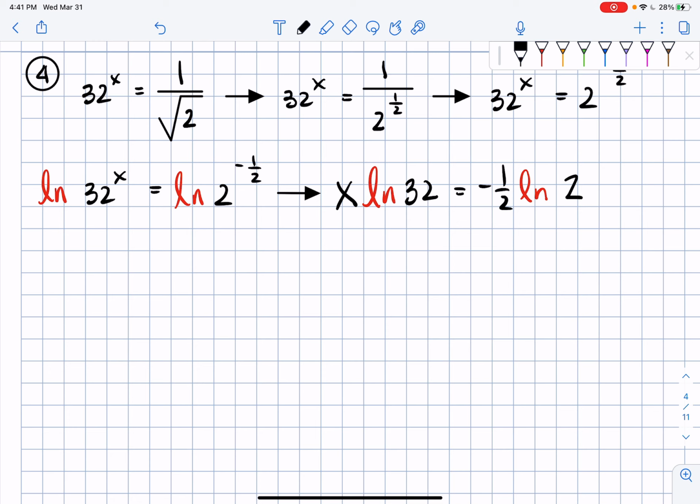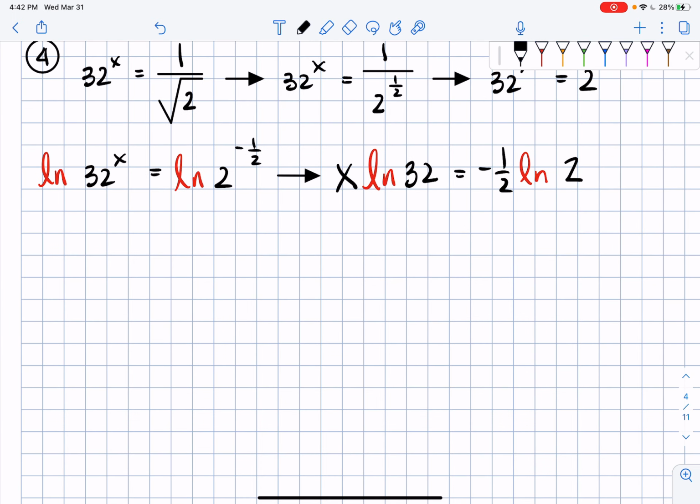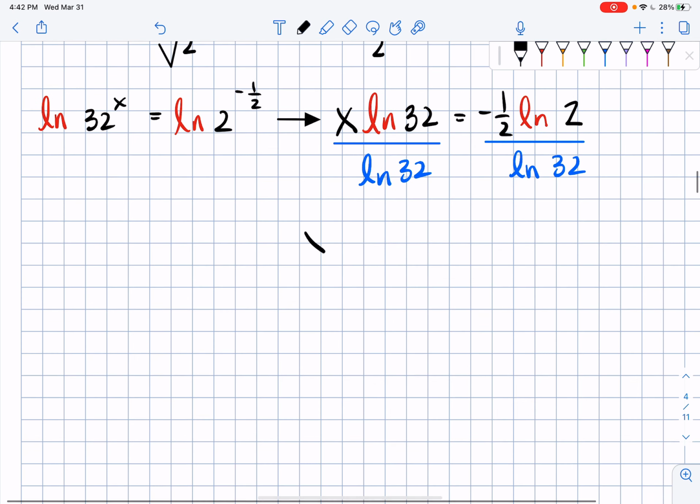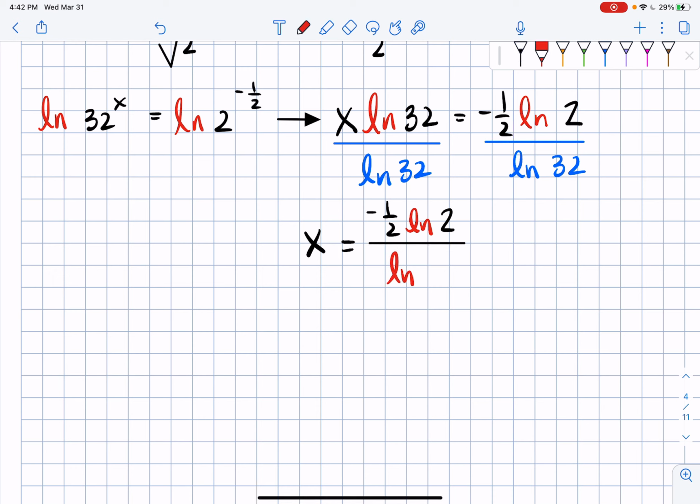So look at how awesome this is. x is right there. And that's what I'm always solving for. I'm always solving for x. So x is right there. So I just have to divide both sides by, look at this, the ln of 32. Right? So if that's the case, what do I have left? I have x is equal to negative 1/2 ln of 2 all over the ln of 32.